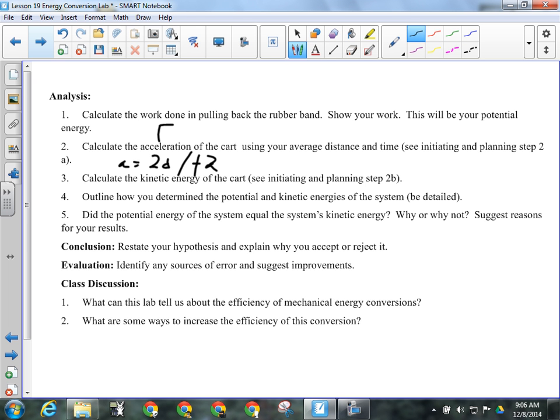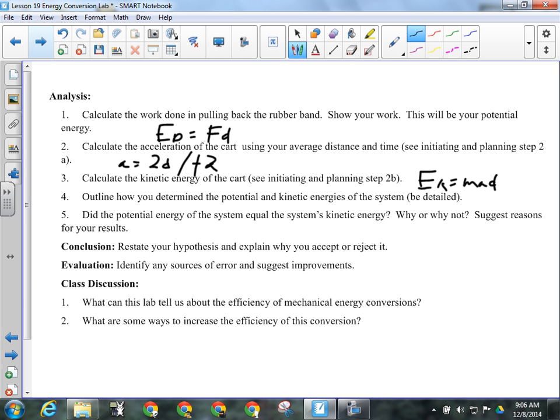Okay, this is force times distance, this one. All right, calculate the kinetic energy of the cart. That was this m times a times d thing that we were going to do. Outline how you determined the potential and kinetic energies of the system. So you've got to explain a little bit here.